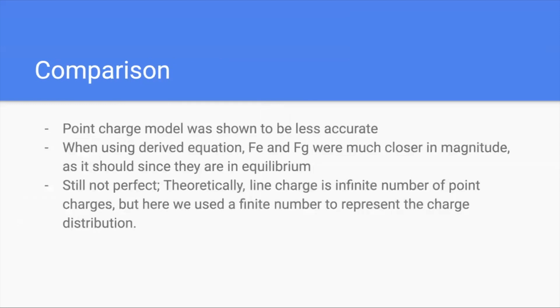So to compare the models, the point charge model was shown to be much less accurate. When using the derived equation, Fe and Fg were much closer in magnitude, as it should be since they are in equilibrium. And so that means the forces in the upward direction should be equal to the forces in the downward direction. It's still not perfect, because they're not exactly equal to each other. And this is because theoretically, a line charge is an infinite number of point charges, but here we used a finite number to represent the charge distribution.